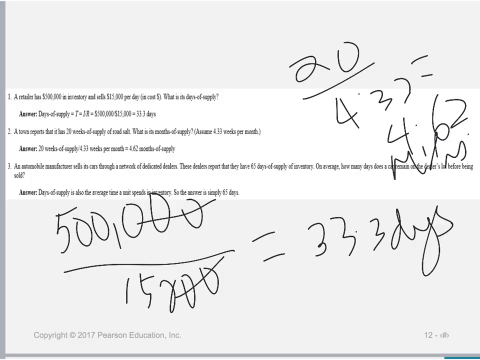An automobile manufacturer sells its cars through a network of dedicated dealers. These dealers report that they have 65 days of supply of inventory. On average, how many days does a car remain on the lot before being sold? If they have 65 days of supply, then on average, it will sit in the lot for 65 days. All right, and that was pretty straightforward.